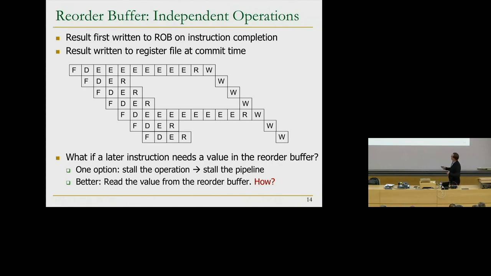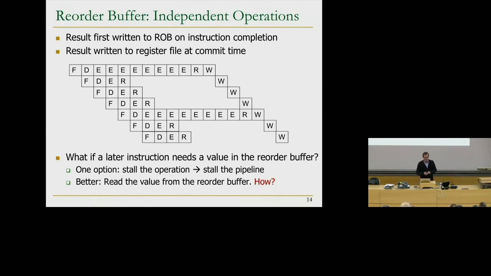So why do you want to do this? Because there's no reason to stall this instruction. The value has already been produced, right? You're just waiting for that value to update the register file, but if you actually read the reorder buffer, you get that value, and you can continue execution. You can keep filling the pipeline.